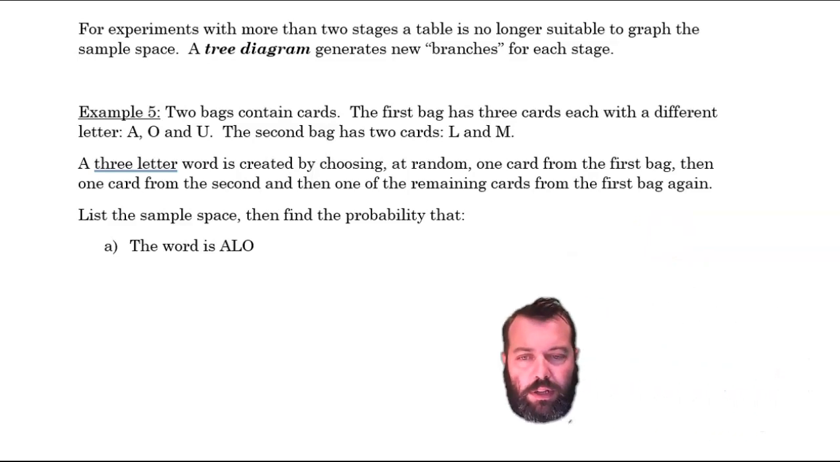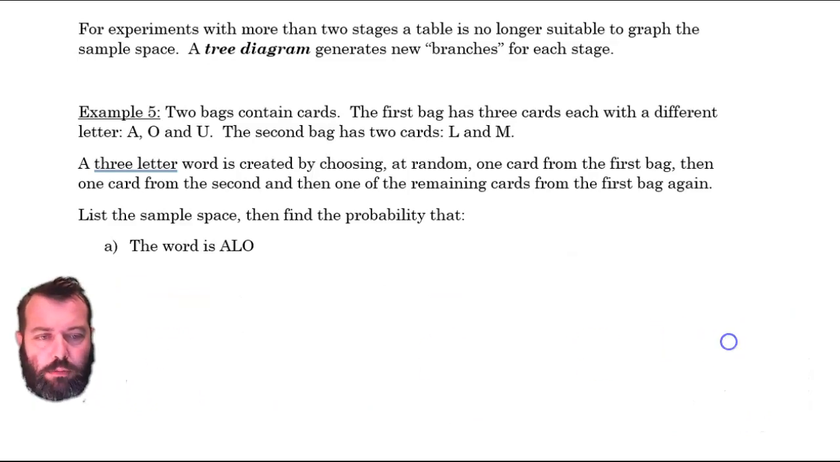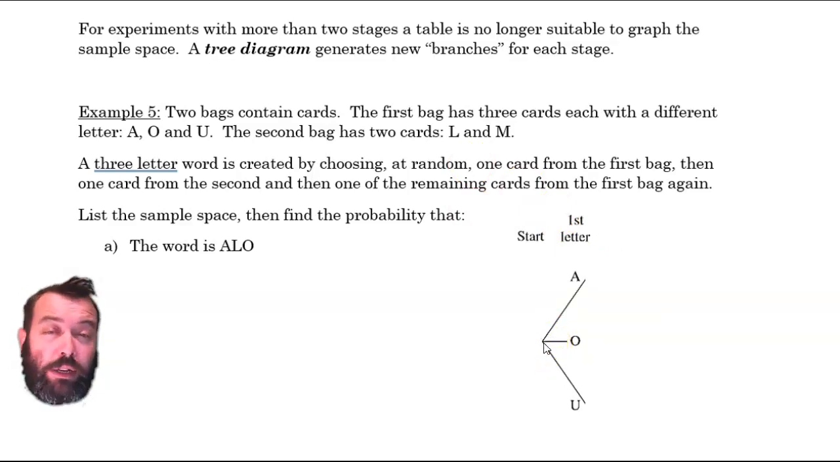Let's see if I can get out of the way here. So, here's my tree diagram. There's my start point, and there are 3 different things that could happen at the beginning. It could be an A, an O, or a U. So you can see I have 3 branches coming from that start point. That's my first letter in my word.